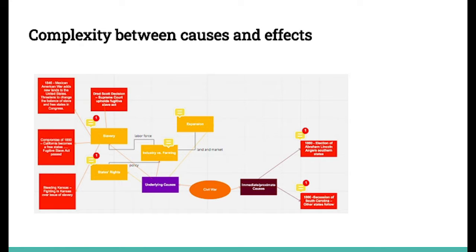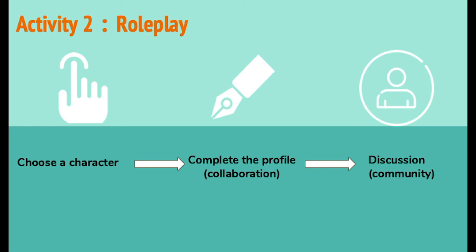The second activity is role play, which aims to achieve the goal of contextualization and comparison. We hope students can empathize with different groups by taking their perspectives. The students will be divided into 3 groups, and each group will choose one character in the Civil War, then they will complete the profiles.